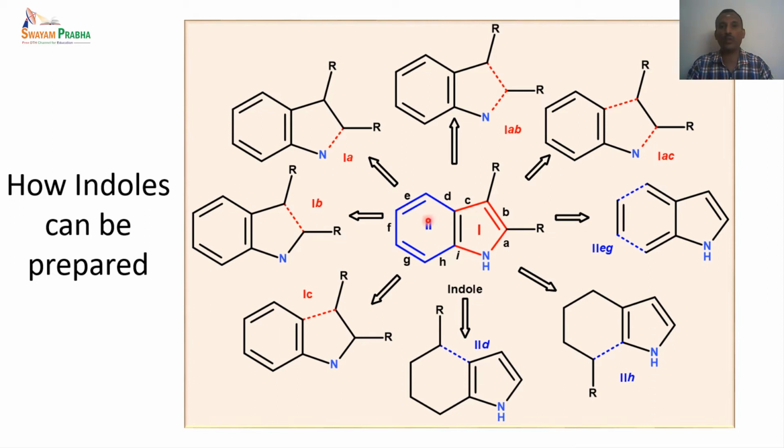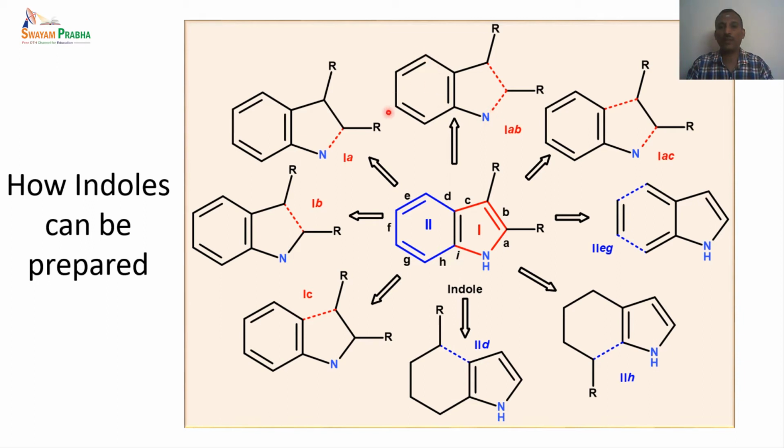Both ways we can make the indole derivatives, and some of the letters are given here: A, B, C, D, E, F, G, H, I and others. These are basically the bonds which can be broken or attached to form the indole derivative. If we write 1AB, that means in ring 1, A and B are the bonds which are formed to make the indole derivative.